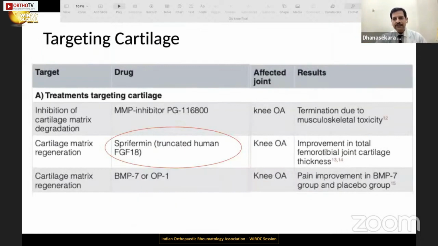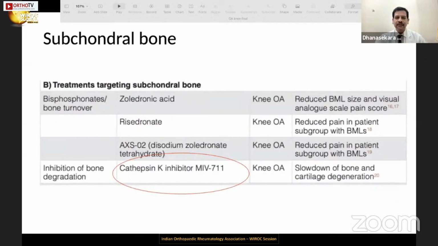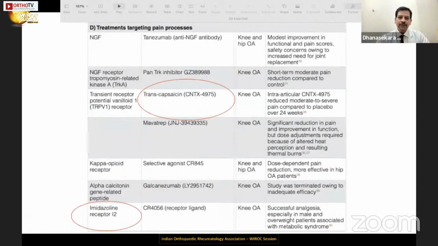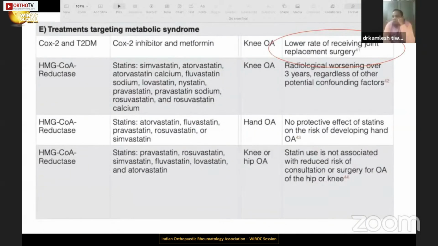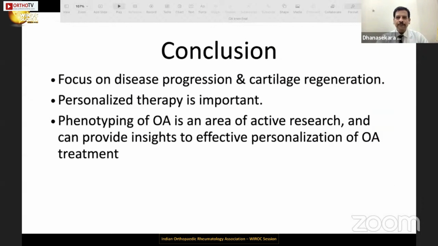So for example, if a patient is cartilage type phenotype, we can give sprifermin, which improves the total joint cartilage thickness. If the subchondral bone is weak, we give zoledronic acid to increase the bone strength. Cathepsin K inhibitor has been shown to reduce bone and cartilage degeneration. We target the pain pathway by intra-articular transcapsaicin molecules. So similarly, the metabolic syndrome can be targeted by giving SGLT2 inhibitors and metformin. So based on these phenotypes, we can address our disease pathology.